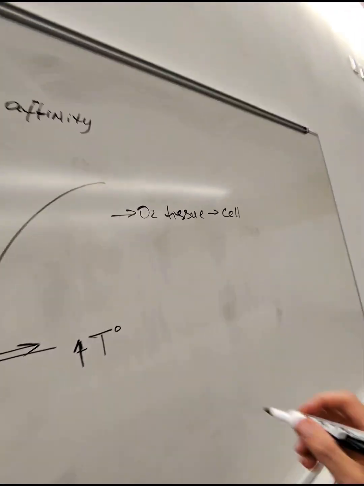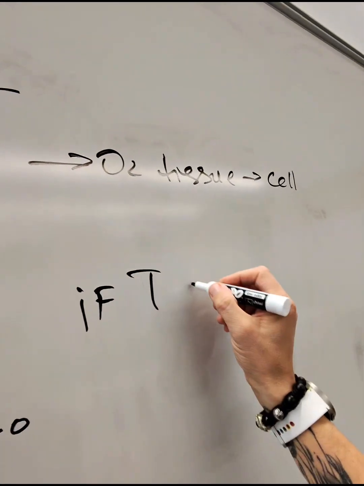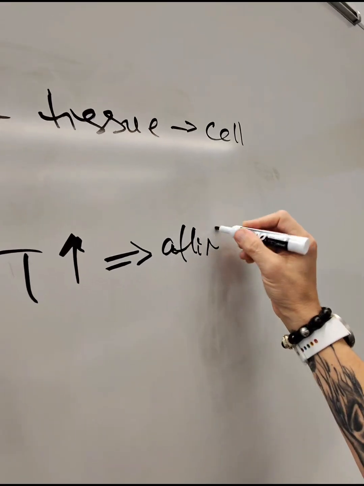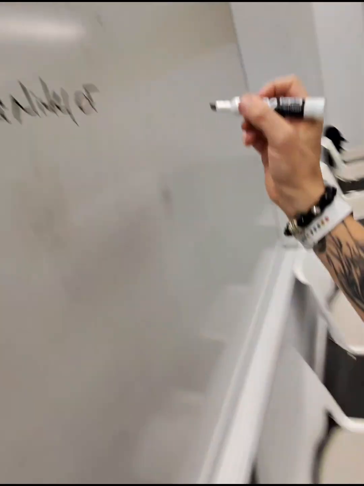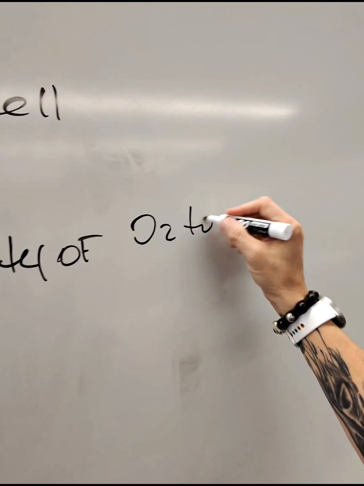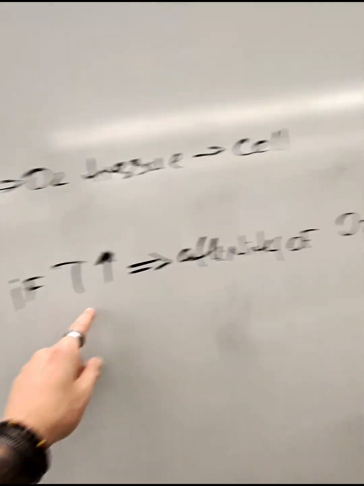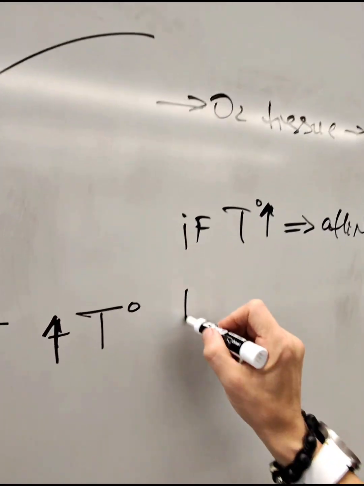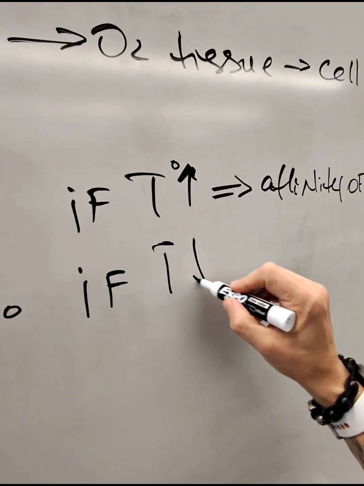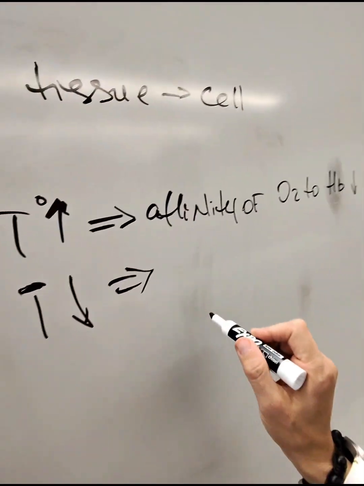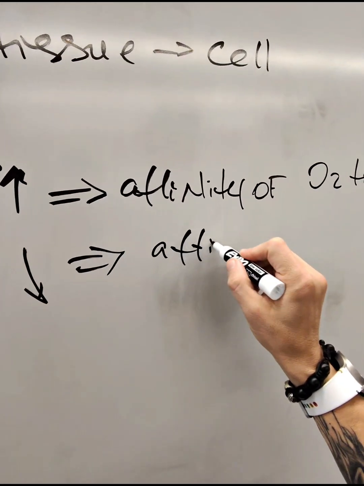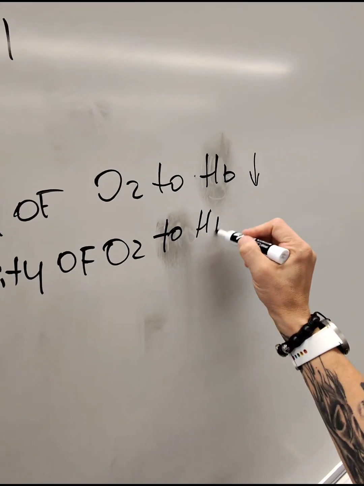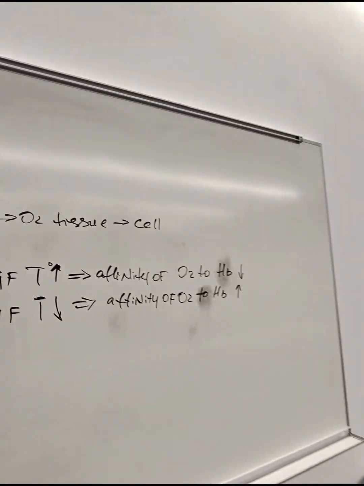So if temperature increases, that leads to the affinity of oxygen to hemoglobin decreasing. If temperature decreases, the affinity of oxygen to hemoglobin increases.